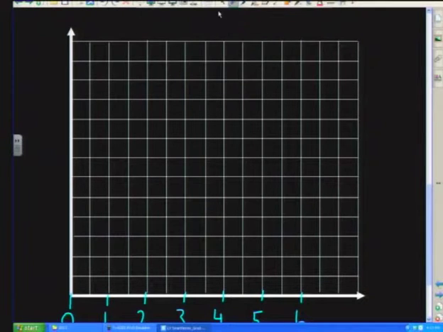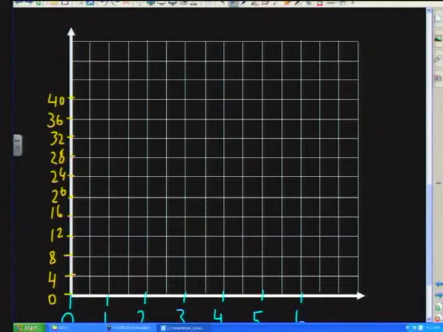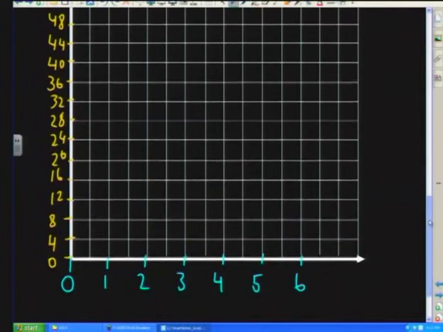So I'm going to make that 0, 4, 8, 12, 16, 20, 24, 28, 32, 36, 40, 44, and it fits perfectly, 48. Right, and now to draw the graph.